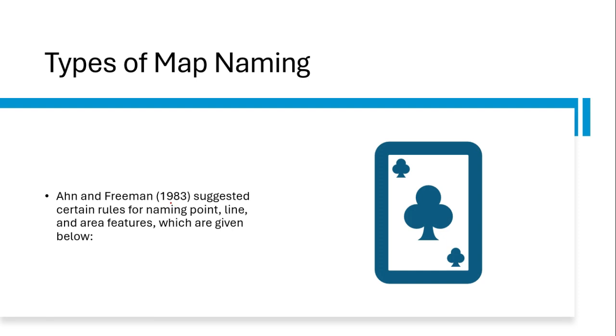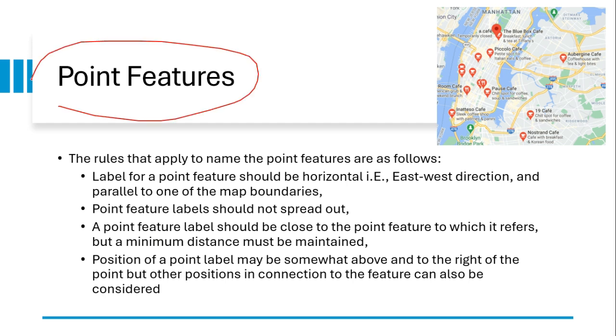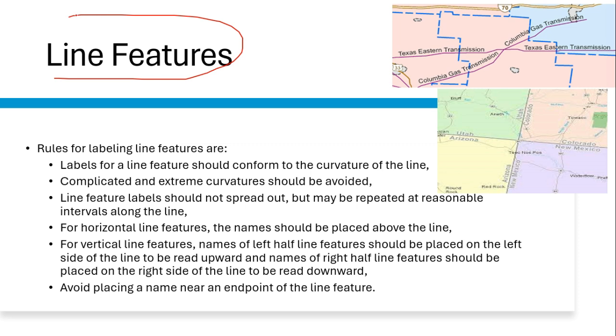So Ahn and Freeman in 1983 suggested certain rules for naming point, line and area features. So for point features, the rules are like label for a point feature should be horizontal. Like in this image you can see that there are in red, these are point features and their labels are in horizontal direction. Point feature label should not spread out, like these are concise, not spreading out. Point feature label should be close to the point feature to which it refers. Like you can see that each point is near to its label, and position of a point label may be somewhat above and to the right of the point, but other position in connection to the feature can also be considered.